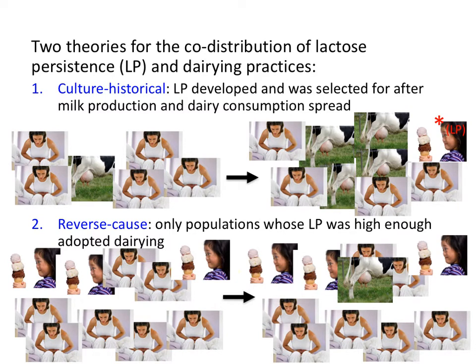So we don't know, of course, we can't go back in our time machine. We don't know which of these is true, or if either. Could be neither of these is what happened. So we've got the culture historical model, and we've got the reverse cause model.